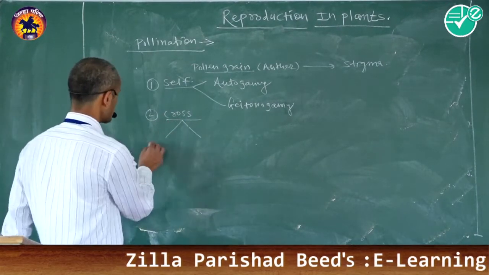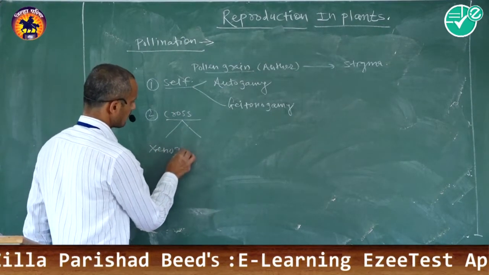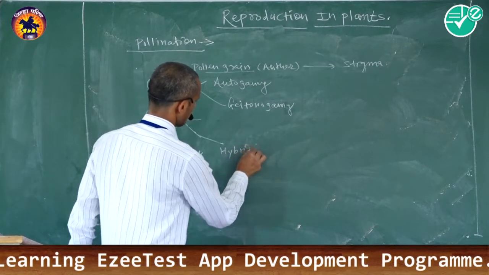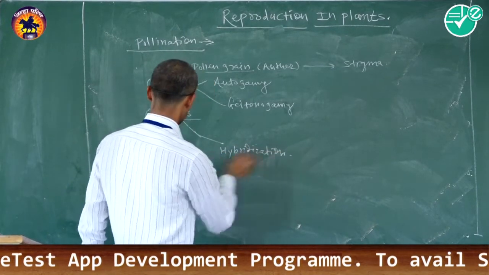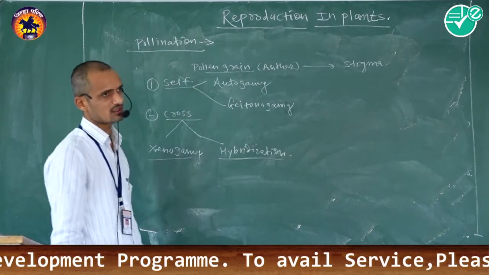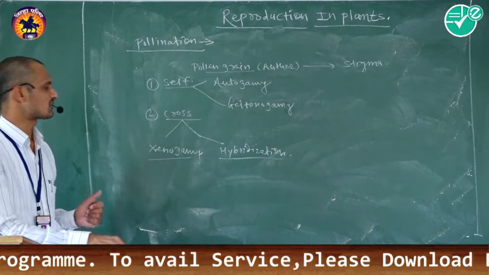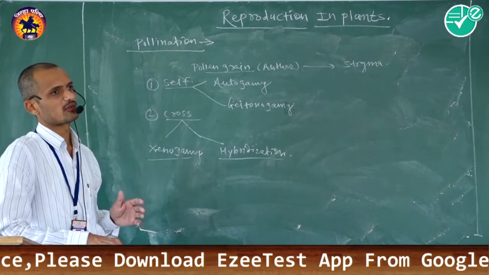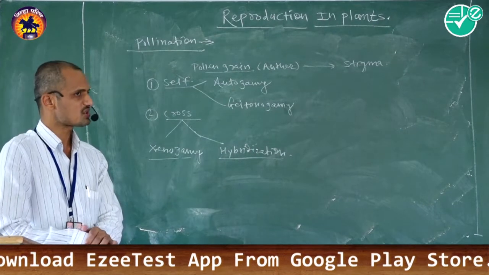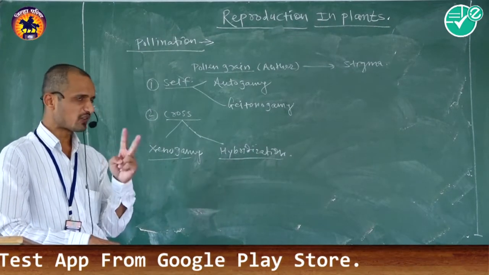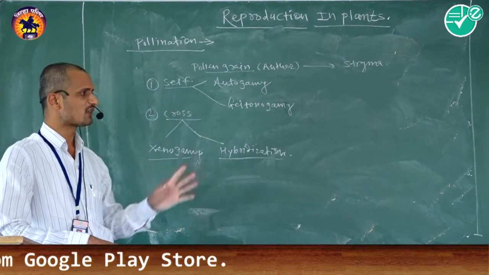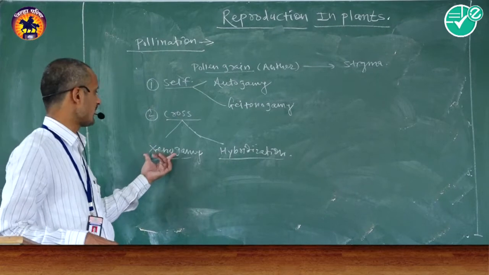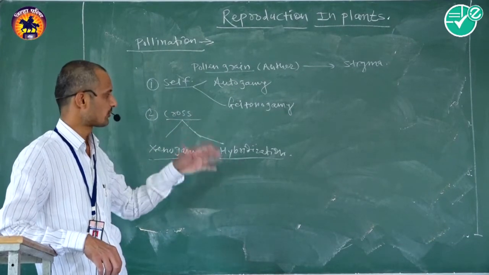They are of two types. The first one is xenogamy and the second one is hybridization. Xenogamy means transfer of pollen grain from the anther to the respective stigma of two different flowers located on two different plant bodies of the same species.